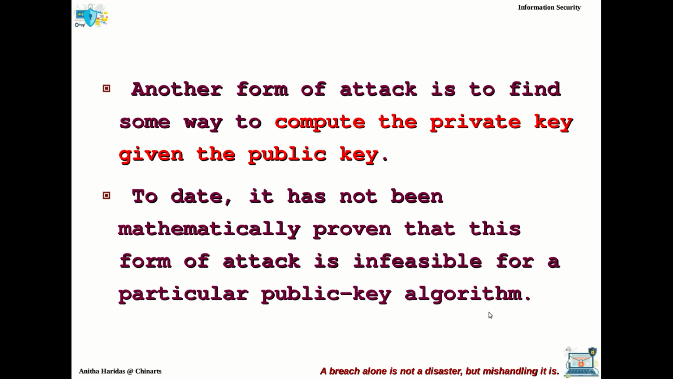And the second attack is, if the public key is given, the private key can be determined, but it is very difficult. Mathematically, it is not yet proved that we can find out the private key if the public key is given, because all these cryptographic algorithms make use of a function called the trapdoor one-way function. So even though you get the public key, it is very difficult for you to calculate the private key. This is the second kind of attack.